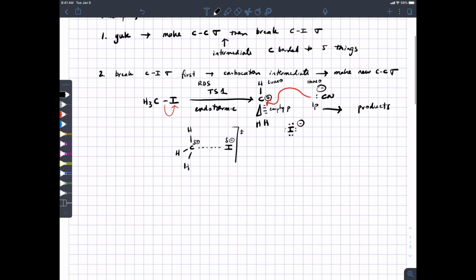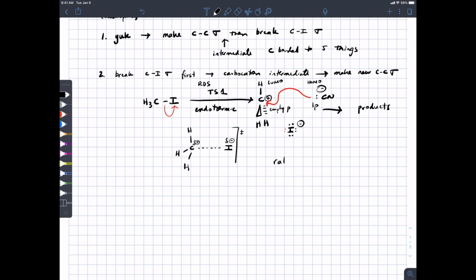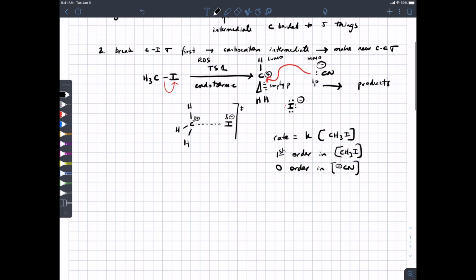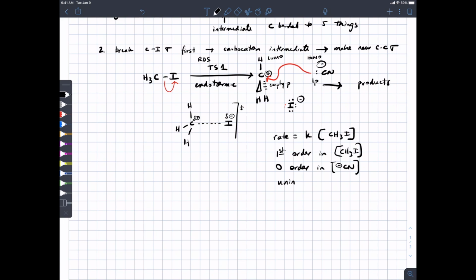We said that the rate of this reaction depended only on the concentration of methyl iodide. In other words, the reaction was first order in methyl iodide, but 0 order in nucleophile, because the nucleophile is not involved in the rate determining step. We said that this reaction is therefore unimolecular. That's just another way of saying that there's only one concentration term in the rate law. And then overall, you can call this reaction mechanism SN1. 1 is for unimolecular, N is for nucleophilic, and S is for substitution, which is what's happening in this reaction.